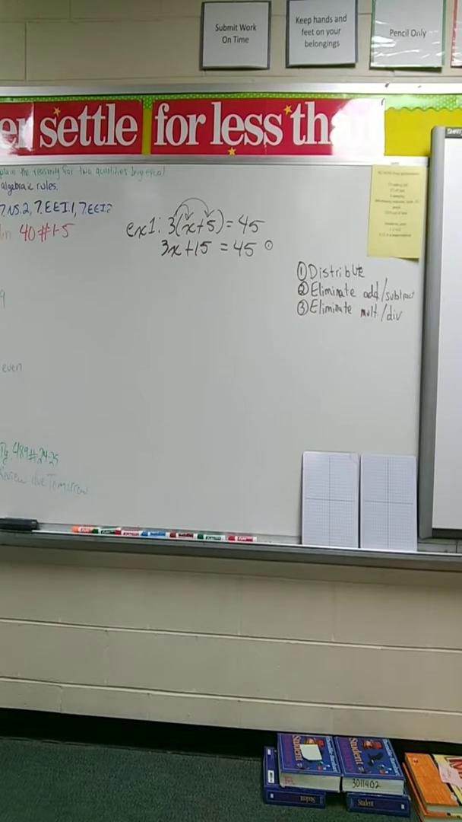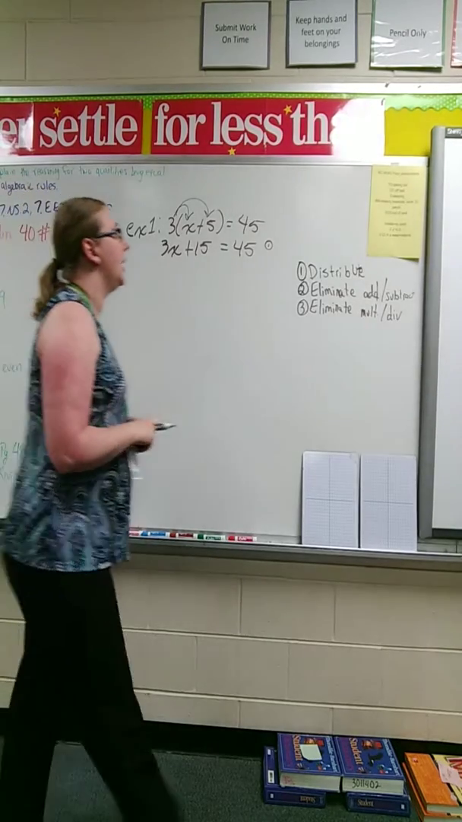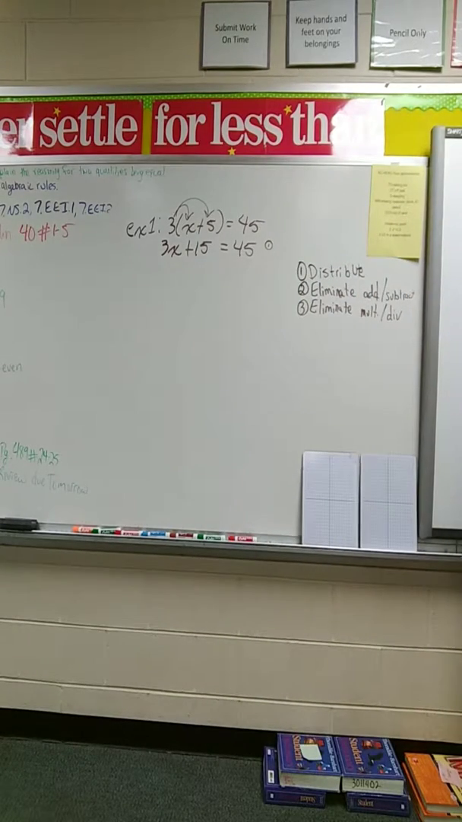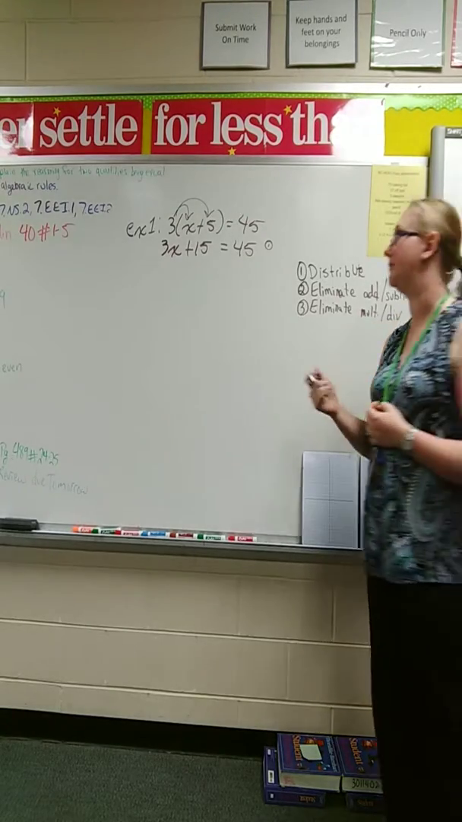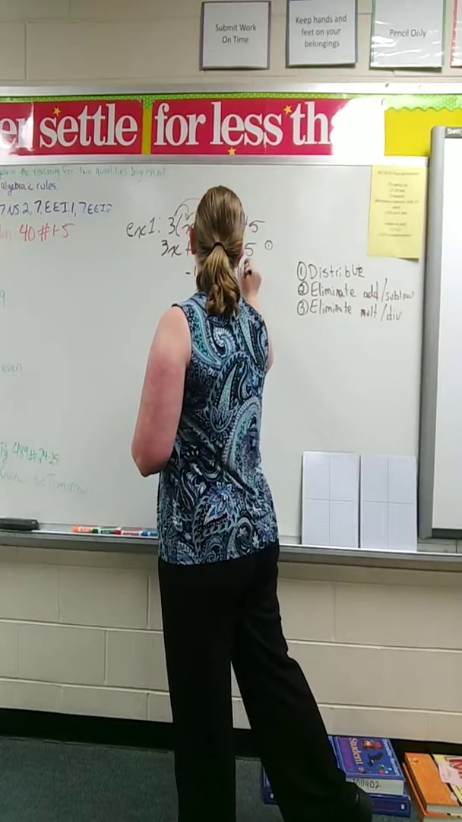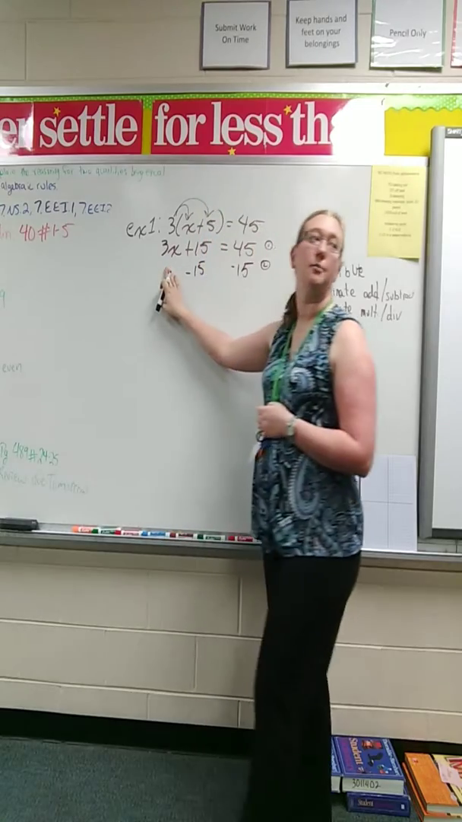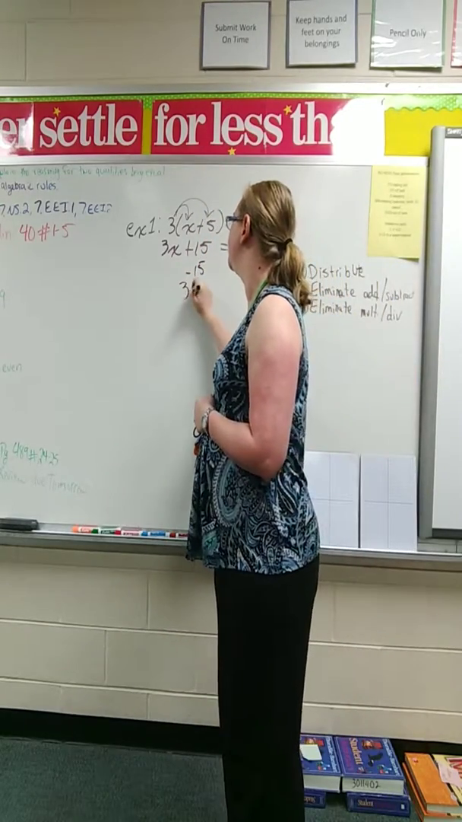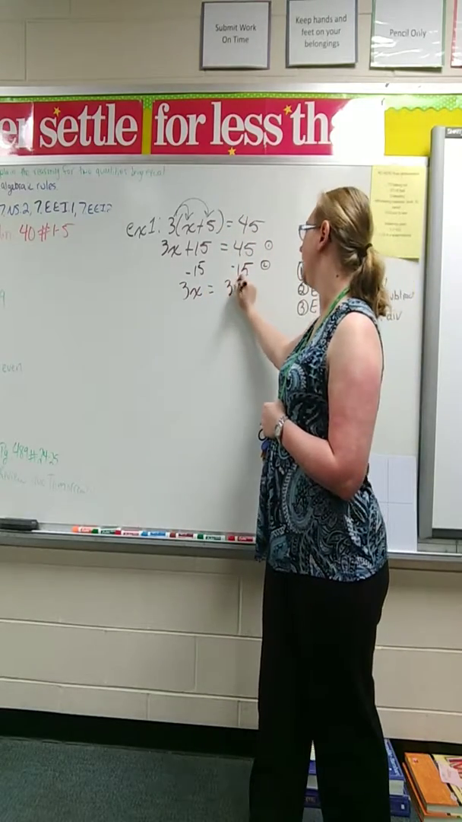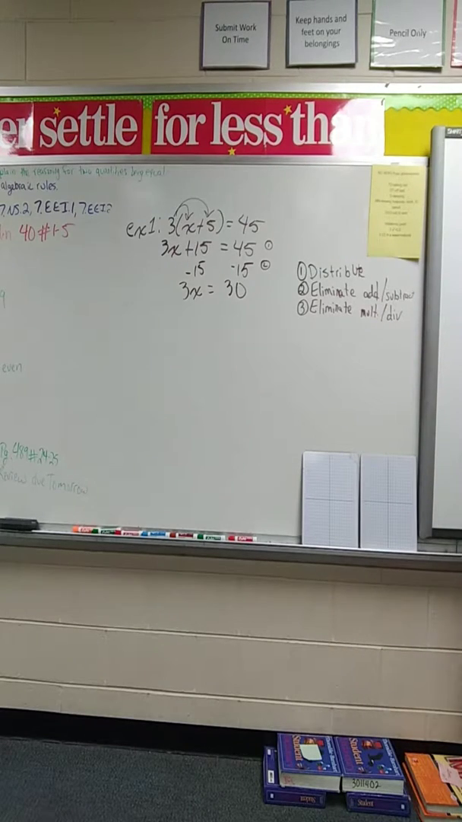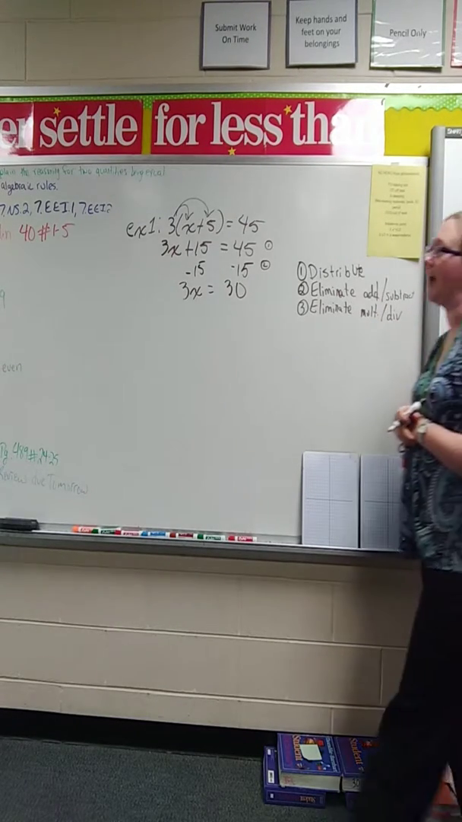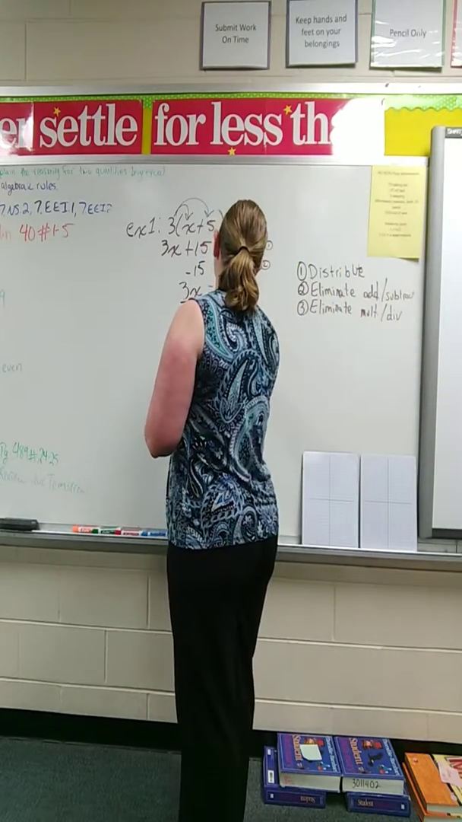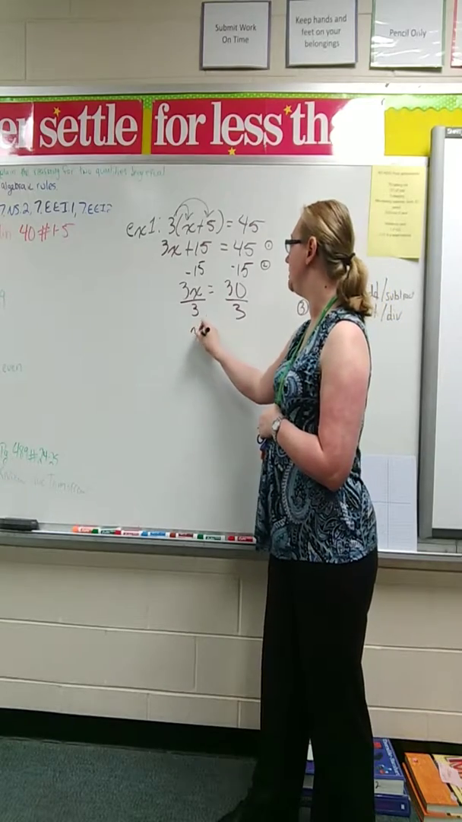Now I have an equation that looks a whole lot like what we did before. I have a term with a variable, I have a constant or a number only term, and I have something that equals. Step 2 says to eliminate my addition or subtraction. So I'm going to subtract 15 from both sides. 3x plus 15 minus 15 is 3x. 45 minus 15 is 30. My last step is to divide both sides by 3, to eliminate the multiplication between 3 and x, that leaves me with x equals 10.